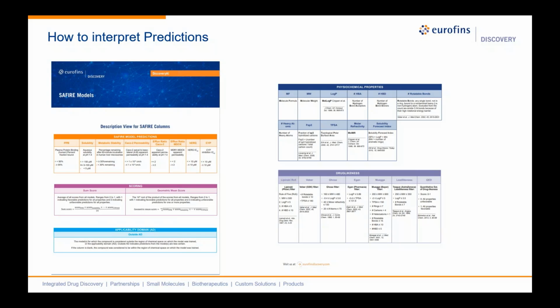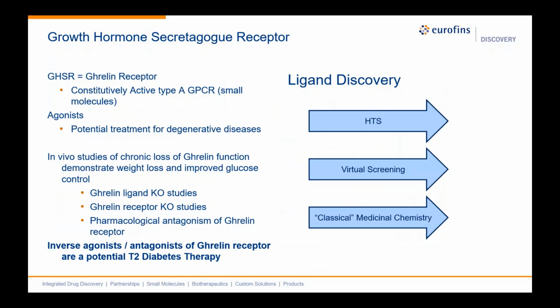So now that we have SAFIRE, we wanted to ask the question of how would it work if we had used it in a drug discovery project like the ones I described earlier in the presentation. And this is the first of what I hope to be several retrospective analyses of drug discovery projects we'll be able to do using SAFIRE. This was for a project looking for ligands for the ghrelin receptor. Agonists of the ghrelin receptor are potential treatment for degenerative diseases.